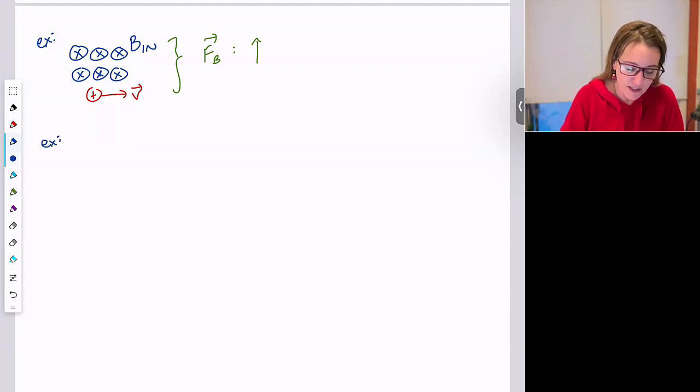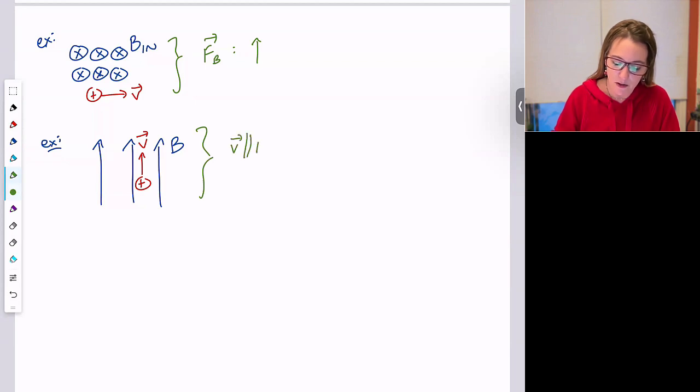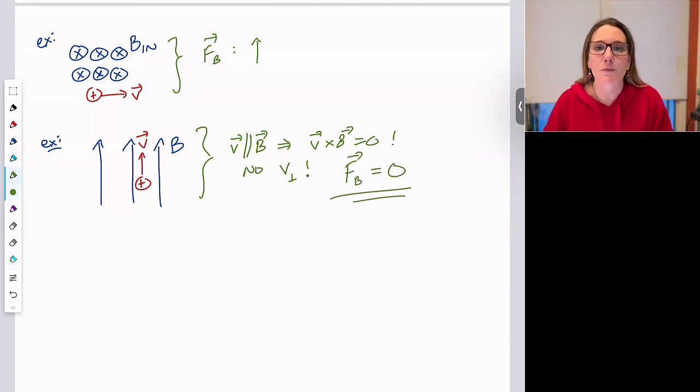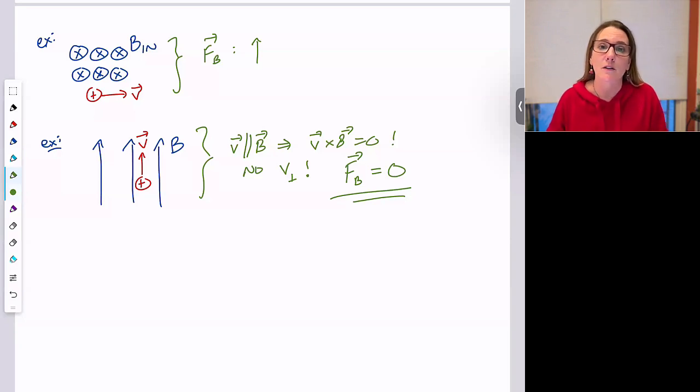So as a very important last example, let's say that my magnetic field is up. And then let me take my positive charge and let me make it move parallel to the field. So if we look at this, we can see that V is parallel to B. And so V cross B equals 0 because there's no perpendicular components. There's no V perpendicular, so the magnetic force is equal to 0. So the magnetic force being 0 then comes directly from the fact that the direction of the velocity didn't have a V perpendicular relative to the magnetic field.